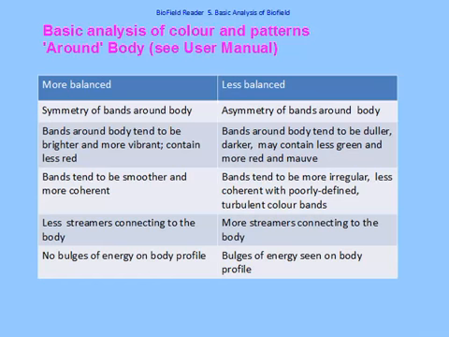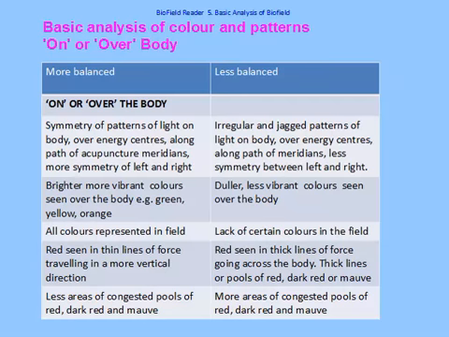So generally more balanced fields are symmetrical, the bands are brighter and they're smoother and more coherent, and there's less streamers and bulges of energy. You can see these streamers and bulges particularly on profile shots, but you can see them at the front and the back of the body, and there's lots in the user manual about them, and it explains in there what they actually are.